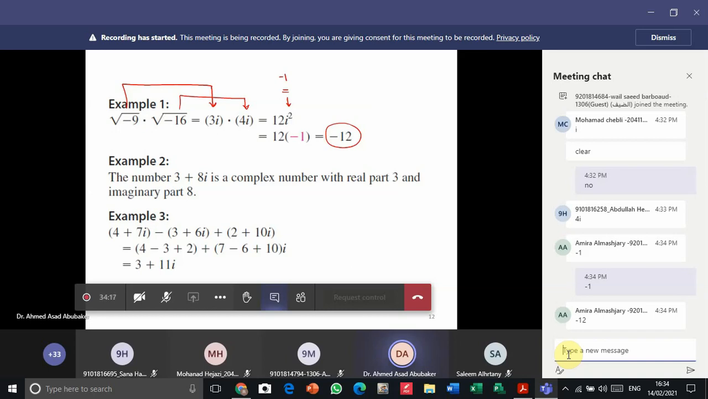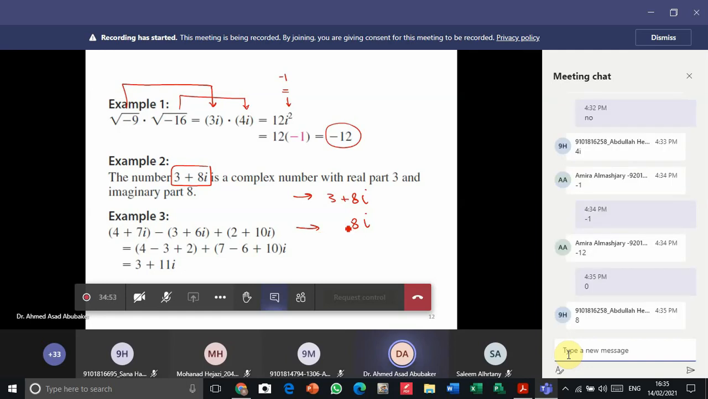The second one. The number, is this complex or not complex? This is complex. Look at this. 3 plus 8i. Or, for example, 8i like this. This is a complex number. Okay? In the first one, we have two parts, real and imaginary part. In the second, we also have two parts, real part and imaginary part. What's the value of the real part in the second? 0. Yes.